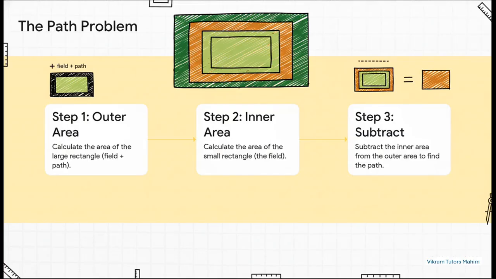Okay, let's put this into practice with a classic problem. You've got a rectangular field, and there's a path all the way around it. How do we find the area of just the path? Well, you break it down into a simple three-step process. First, you calculate the total area of the big outer rectangle, that's the field and the path together. Second, you find the area of just the inner rectangle, the field itself. And finally, you just subtract that smaller area from the larger one. Whatever's left over, that's the area of your path.